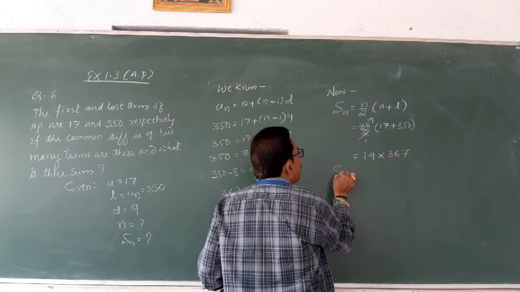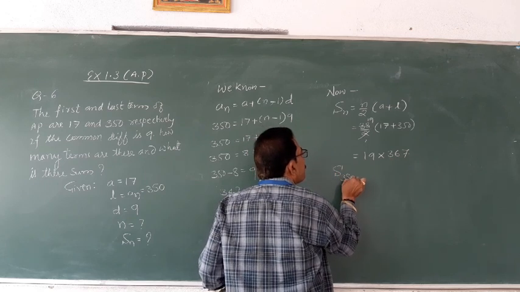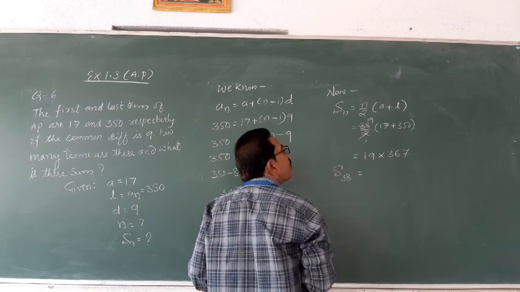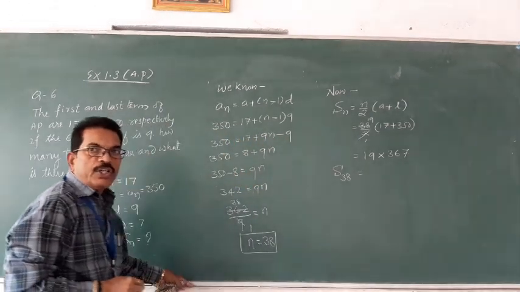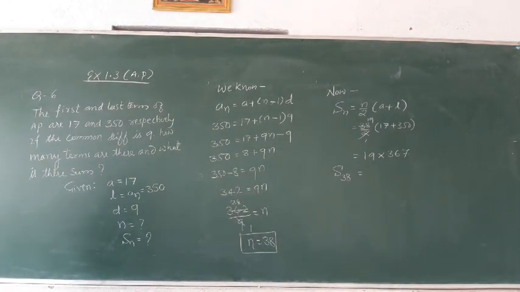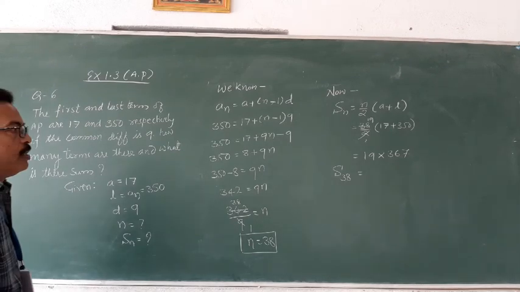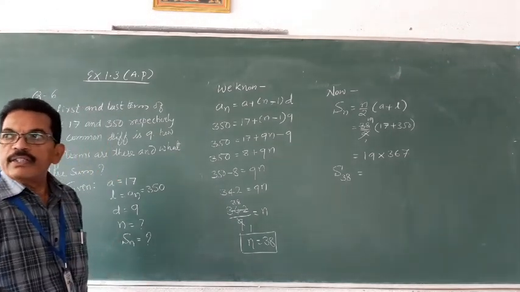So S38 equals 19 into 367. Multiply the terms.